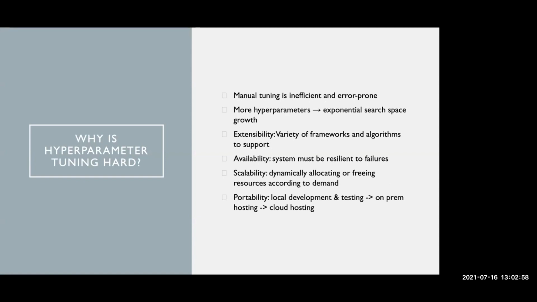So why is this hard, right? Like for new people. Here, manual tuning. Can we do manual tuning? Yes, and that's how people try it out, but that is inefficient and error prone. The reason is you have multiple hyperparameters, and the more hyperparameters you have, the larger the search space, right? Which makes it much more difficult because there are more permutations and combinations.